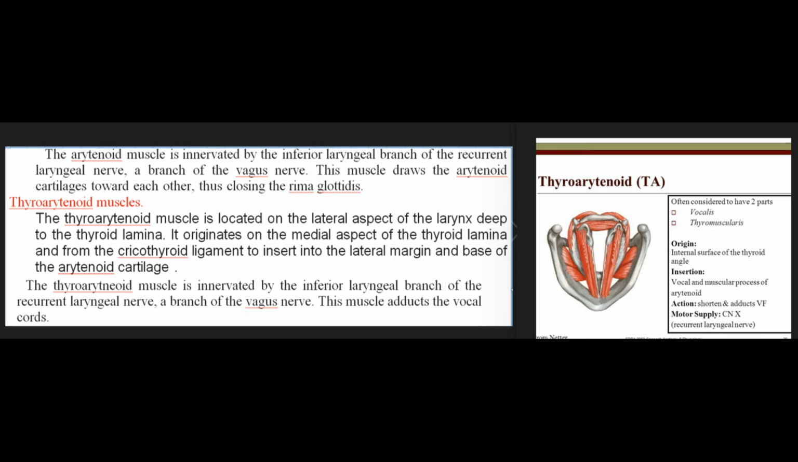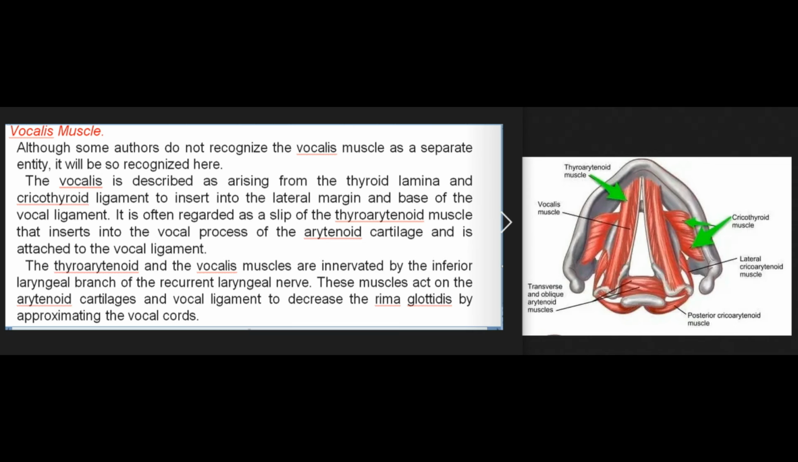Thyroarytenoid muscles. The thyroarytenoid muscle is located on the lateral aspect of the larynx deep to the thyroid lamina. It originates on the medial aspect of the thyroid lamina and from the cricothyroid ligament to insert into the lateral margin and base of the arytenoid cartilage. The thyroarytenoid muscle is innervated by the inferior laryngeal branch of the recurrent laryngeal nerve, a branch of the vagus nerve. This muscle adducts the vocal cords. Vocalis muscle.